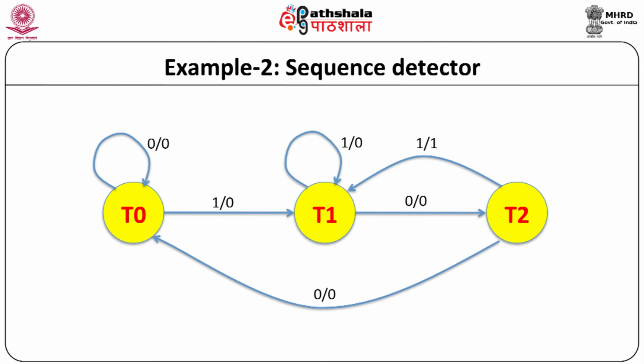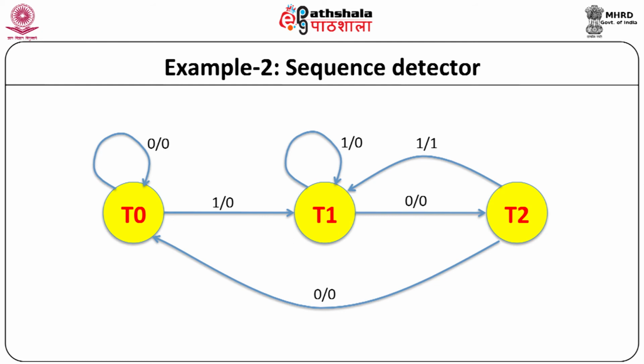Prepare an ASM chart to describe a Mealy state machine that detects a sequence 101 and asserts a logic 1 at the output during the last state of the sequence. The given state diagram of a sequence detector contains three states, namely T0, T1 and T2. Each state has two transitions. This is a state diagram of a sequence detector circuit that detects a sequence of 101.